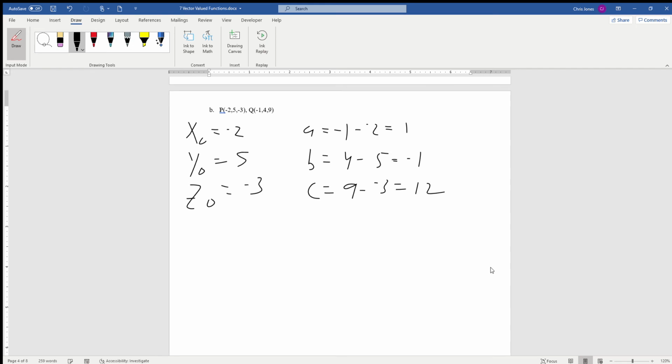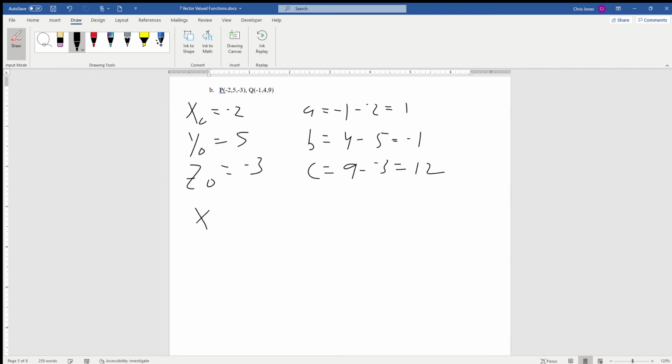So we can parameterize the line by saying x is equal to negative 2 plus 1t, y is going to be equal to 5 minus 1t, and z is going to be equal to negative 3 plus 12t. That's the entire line, but we don't want the entire line, and we also want a vector.